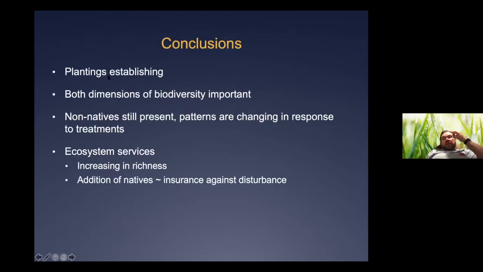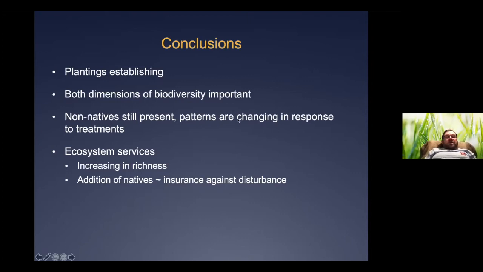So we conclude that our plantings are establishing, and both dimensions of biodiversity seem to be important, although functional diversity seems to be a little bit, at least for the traits that we identified, spot on. We still have non-natives. Recall we still have about 65 to 70% non-natives present, but the natives that we do see are still well above and beyond what we see on unmanaged lots.